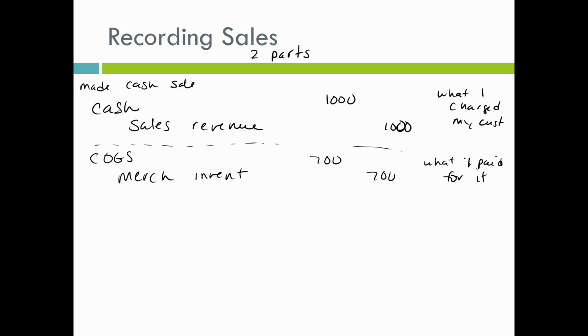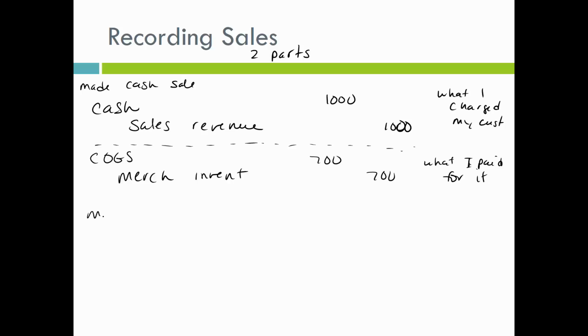In each transaction, the debits and the credits have to match, but the sales revenue won't match the cost of goods sold, because the difference is the markup or the gross profit. Unless I sold it for exactly what I paid for it and I've got no profit at all, these will be for two different amounts.